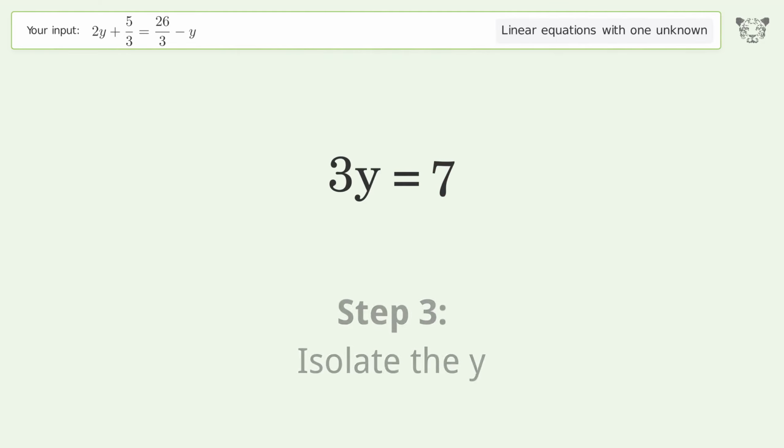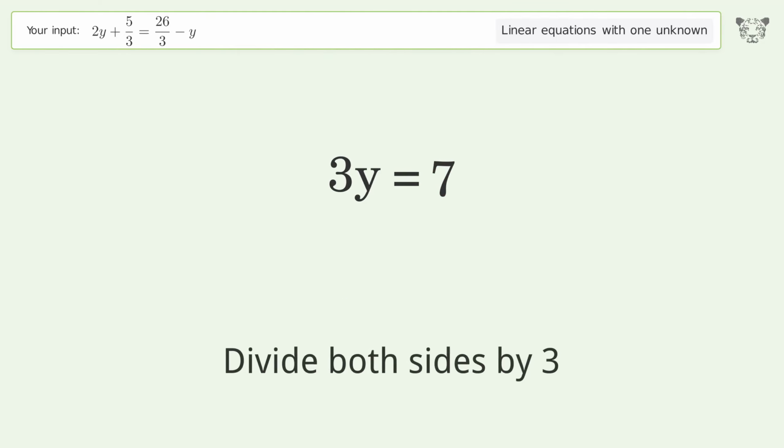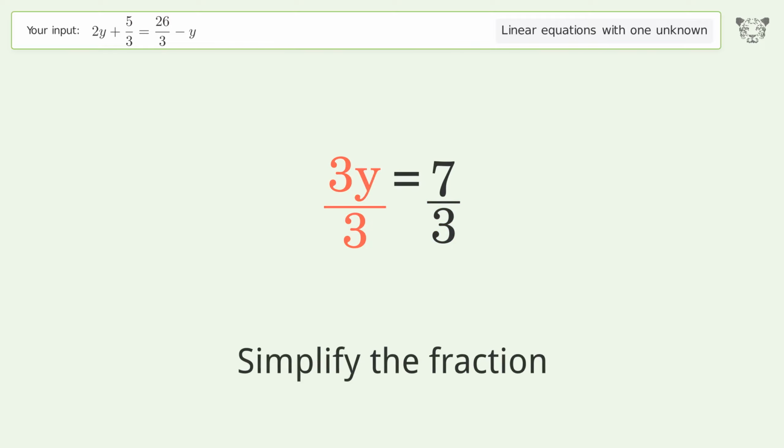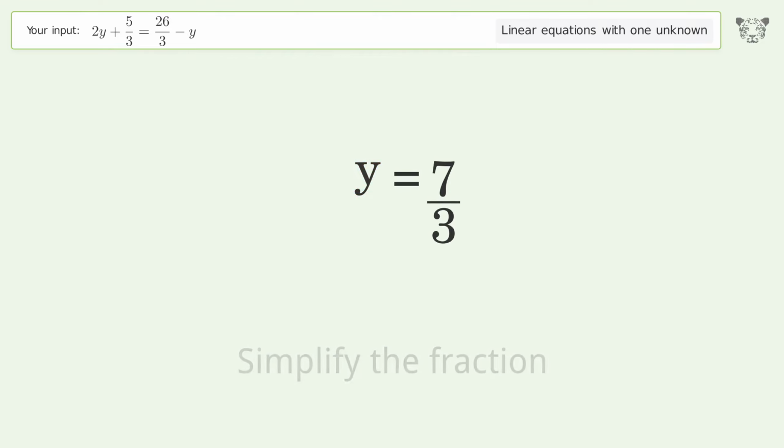Isolate the y. Divide both sides by 3. Simplify the fraction. And so the final result is y equals 7/3.